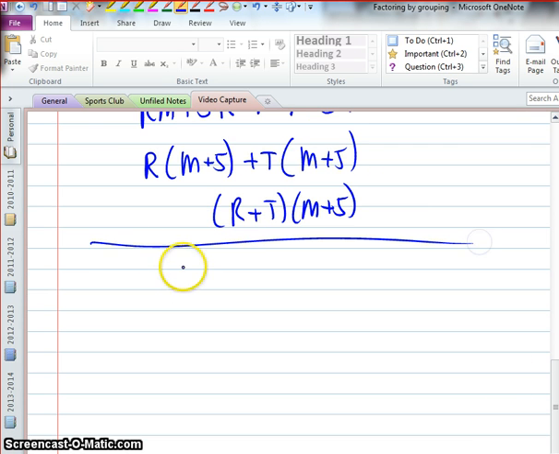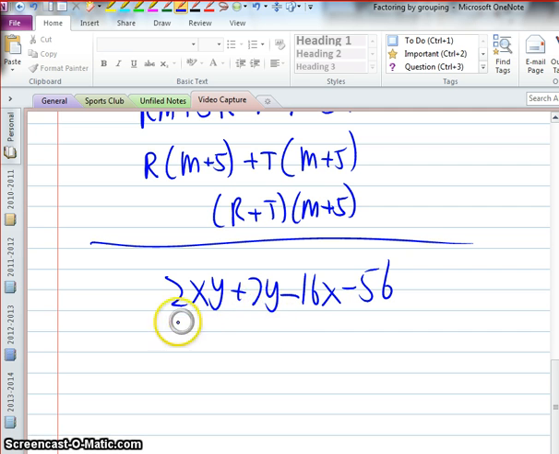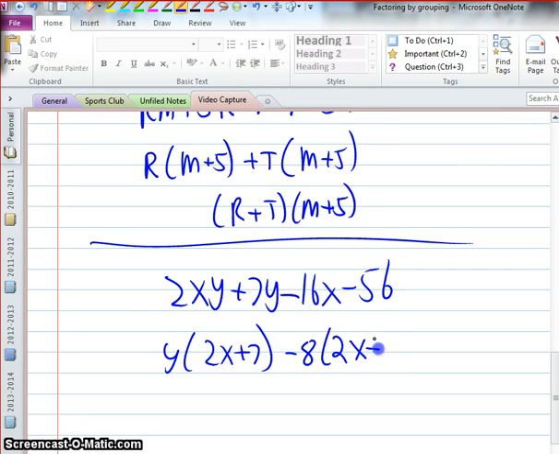One more, and we should have a good handle on it. 2xy plus 7y minus 16x minus 56. So what is the GCF between 2xy and 7y? Well, 2 and 7 are both prime, so they don't have a common factor, but they both have a y in them, leaving 2x plus 7. And then what is the prime factor between 16 and 56? We can prime factor both numbers and look for it, but I think what we're going to see is that it's 8. But I'm going to take out a negative 8, and that's going to leave me 2x plus 7. These two match up, home free. y minus 8 times 2x plus 7.